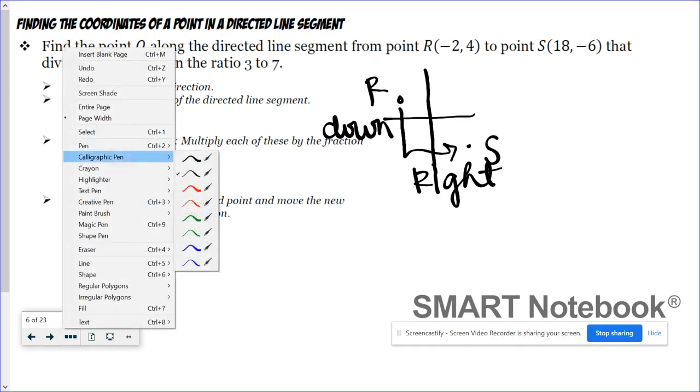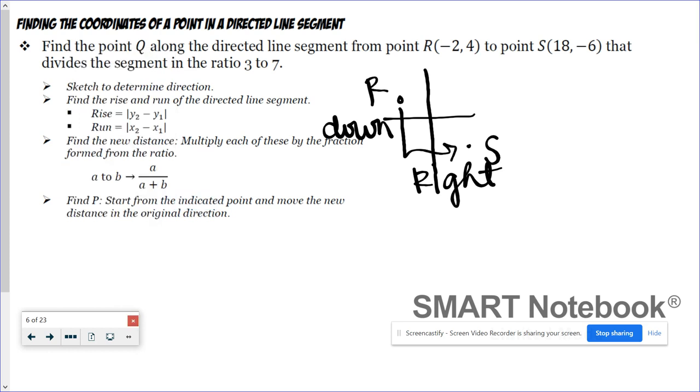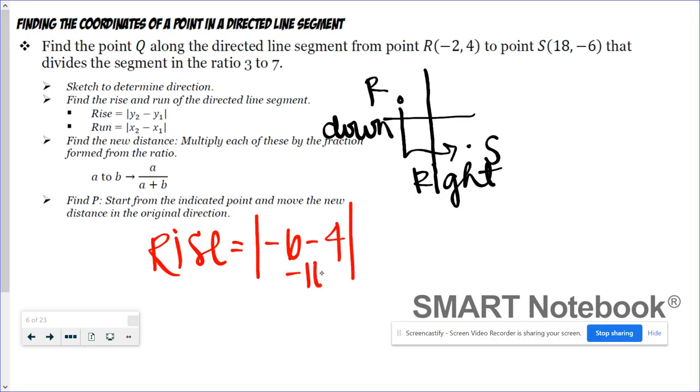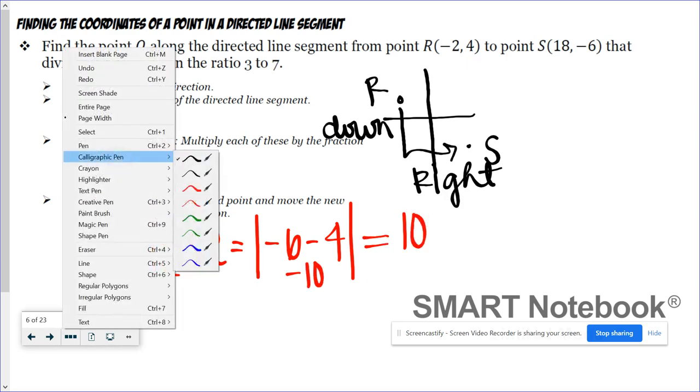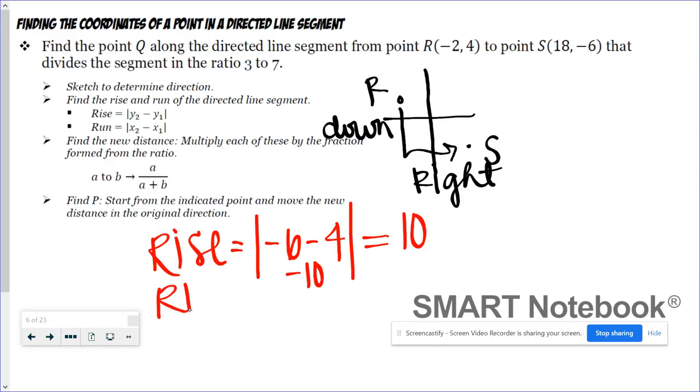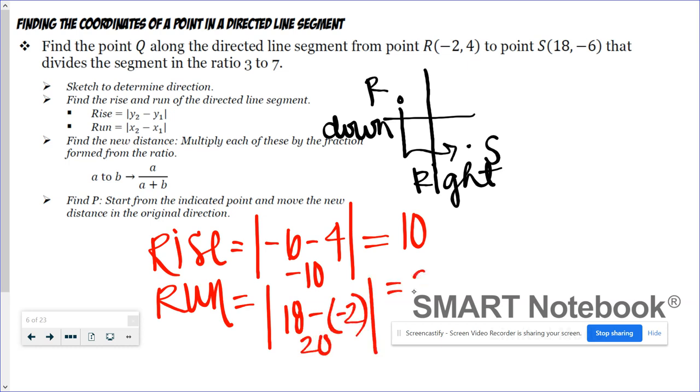Next, I want to find the rise and the run. Right. So the rise, I'm going to take the absolute value of the difference in the y's. So negative 6 minus 4. That's negative 10. The absolute value of which is positive 10. And then the run is 18 minus negative 2. And I want the absolute value, so that's 20.